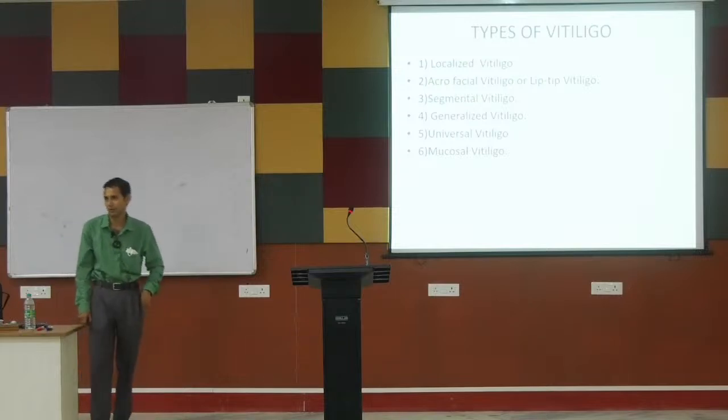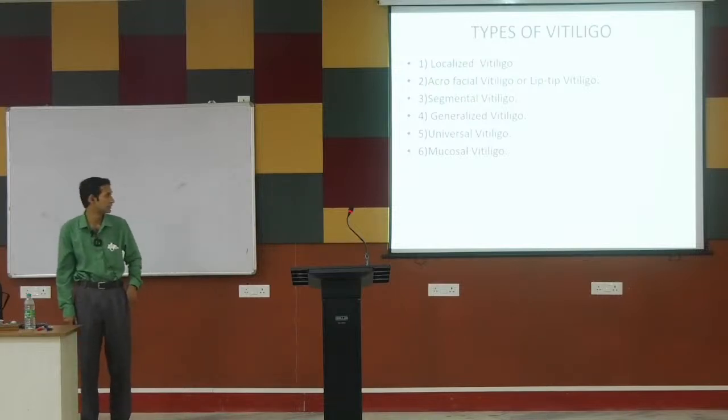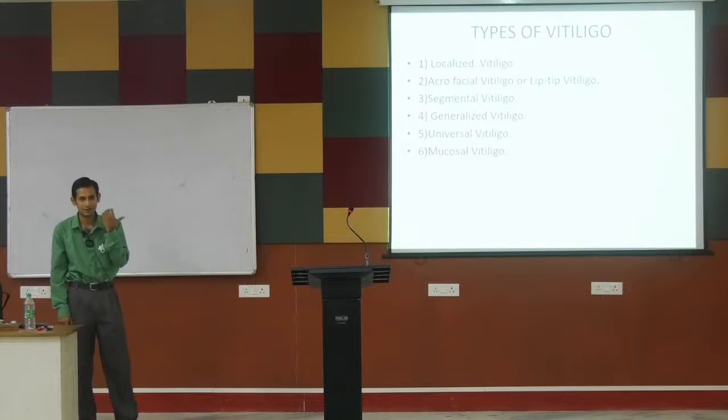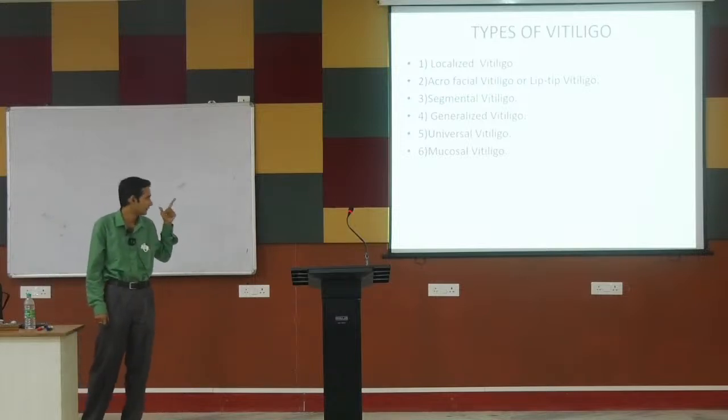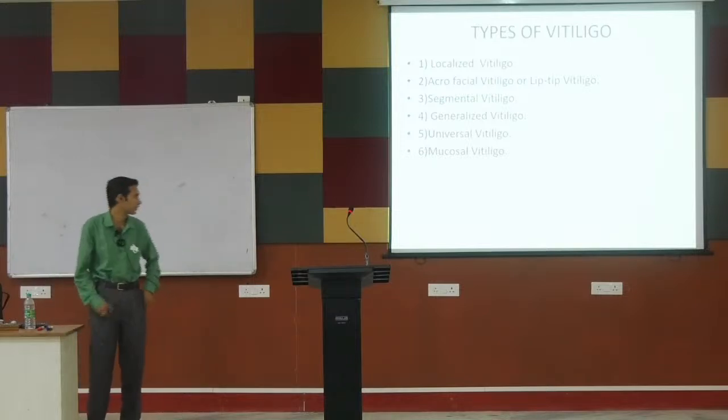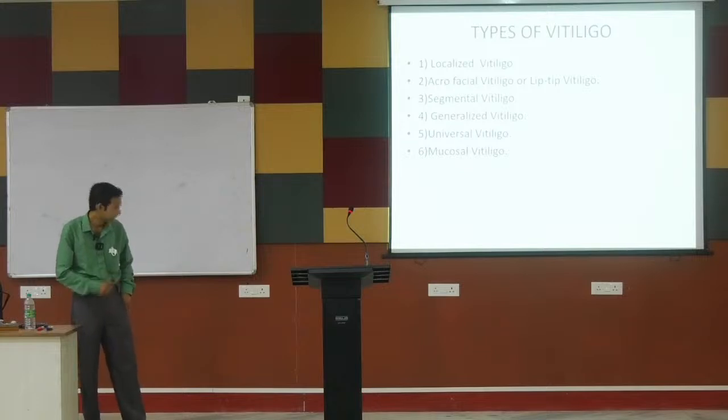What is mucosal vitiligo? Mucosal vitiligo is vitiligo which is present on the mucosal surface, that is the inner surface of the lip, or maybe the penile mucosa or vaginal mucosa. It is very difficult to treat. It is one type of resistant vitiligo which gives resistance to treatment. Mucosal vitiligo. Usually 6 types.